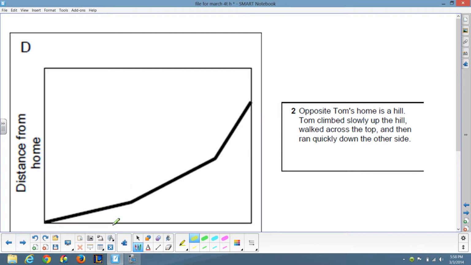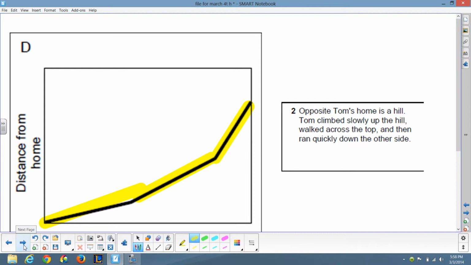D. Opposite Tom's house is a hill. Tom climbed up the hill slowly. He walked across the top, and then he ran quickly down the other side. He's still going away though, so the line is still having a positive slope.